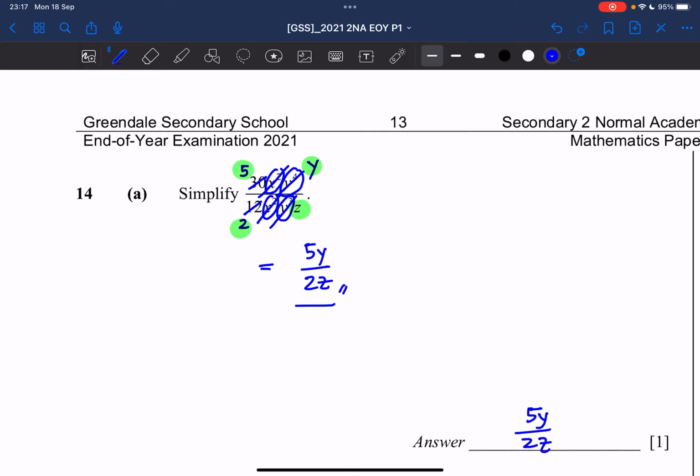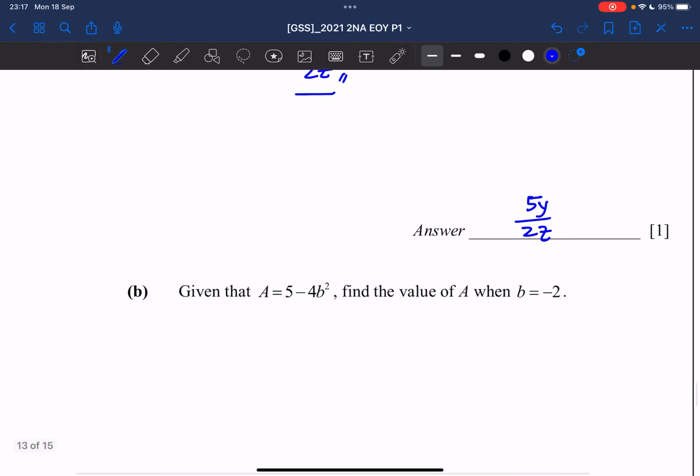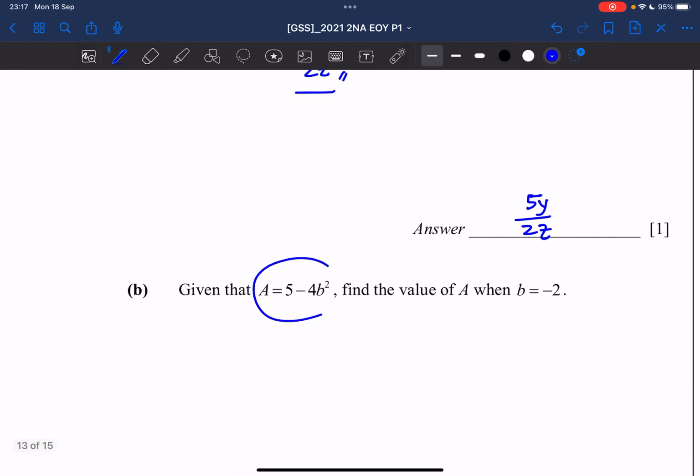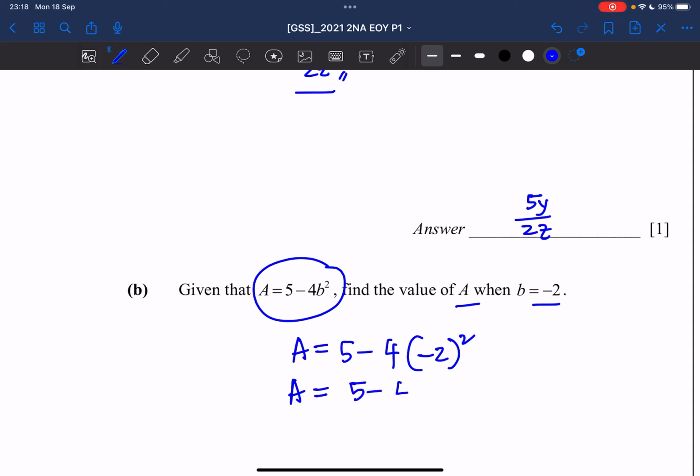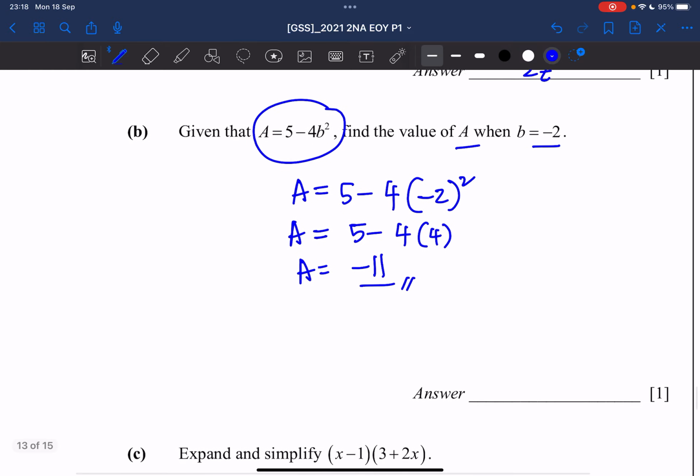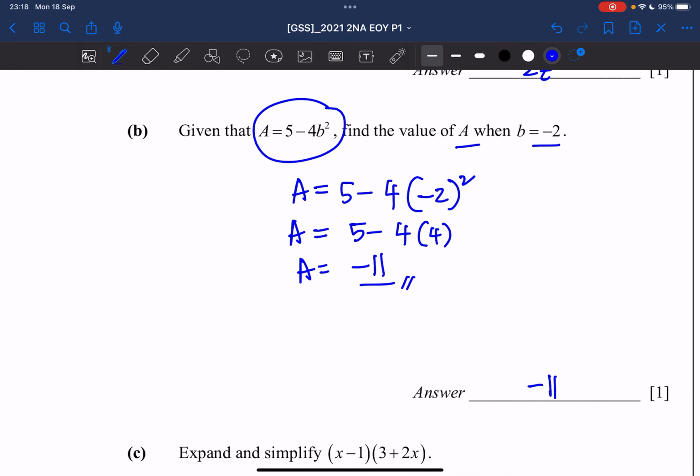Now let's move on to our next question. Given this, find the value of a when b is negative 2. So a equals 5 minus 4, b is negative 2. Remember to put the square outside. So can just use the calculator. This is 5 minus 4, negative 2 squared is 4. So a equals negative 11. Can just use calculator. So negative 11 here.